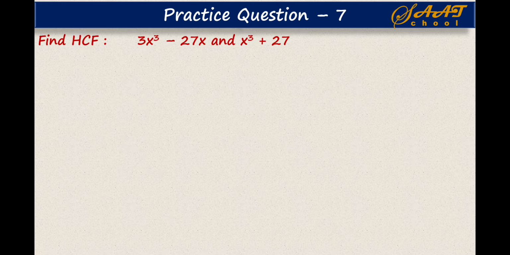Now practice question 7. Here we have two expressions, 3x cube minus 27x and x cube plus 27. The second expression, x cube plus 27, is in the form of a cube plus b cube, since 27 is the cube of 3. So a cube plus b cube equals a plus b, a square minus ab plus b square.